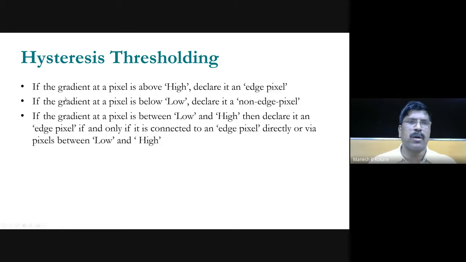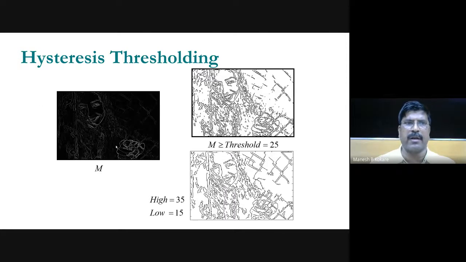So in hysteresis, if the gradient at the pixel is above high, declare it as an edge pixel. If the gradient at the pixel is below low, declare it as a non-edge pixel. And if the gradient at a pixel is between low and high, then declare it as an edge pixel if and only if it is connected to an edge pixel directly or via pixels between low and high. In that way, hysteresis thresholding is done in the Canny edge detector. For example, with a high threshold value of 35 and a low threshold of 15, you get the edge detector output like this.